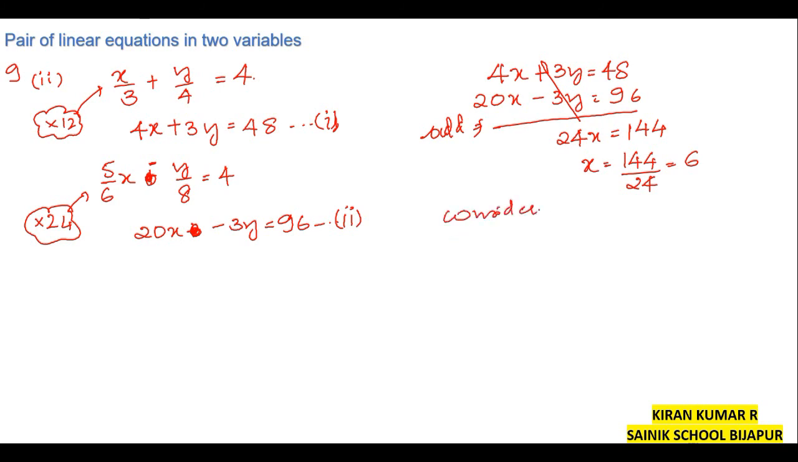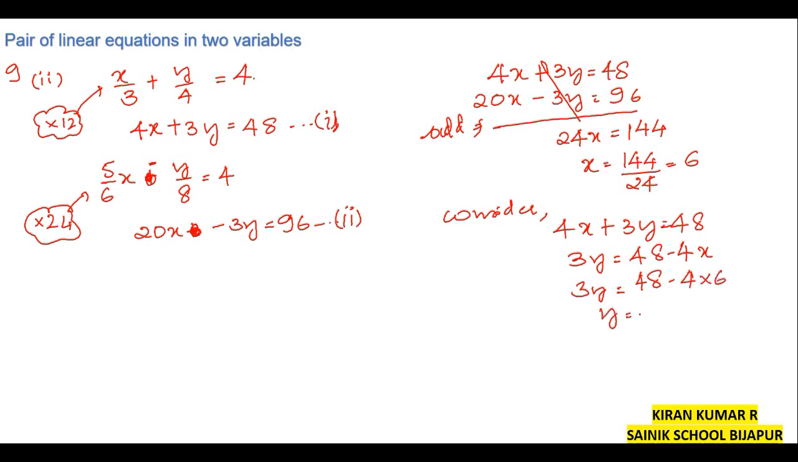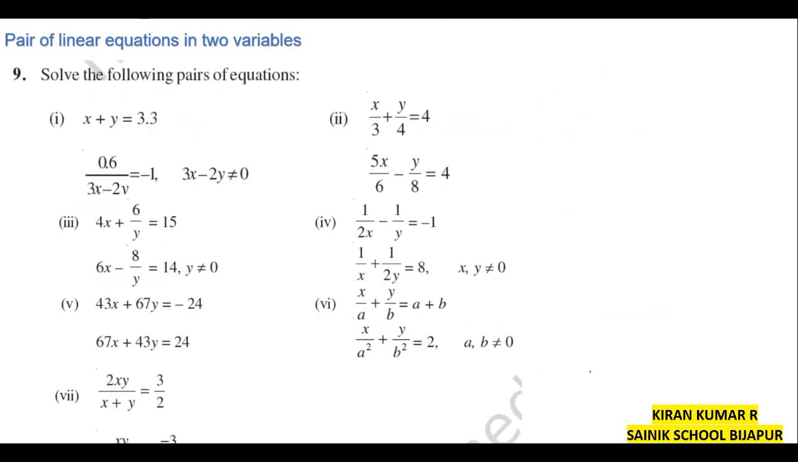Let me consider the first equation, 4x plus 3y equal to 48. So 3y will be equal to 48 minus 4x. So 3y becomes 48 minus 4 times 6. So y will be 24 upon 3, nothing but 8. So the conclusion is the x value obtained is 6 and the y value obtained is 8. Rest of the questions you can try, and we will discuss in our next session.